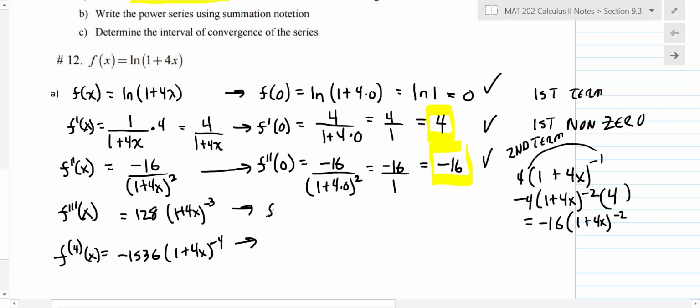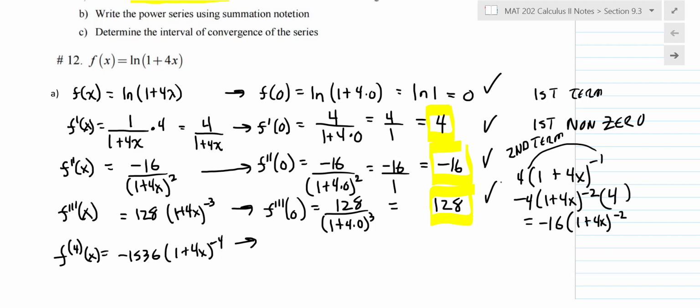If we do the third derivative at 0, that's going to be 128 over 1 plus 4 times 0, to the third. If you work that out, you're going to get 128. So now we have 3 terms, and we're getting close to being able to do this. Now these are not the complete terms. They are the coefficients that show up in the Maclaurin series.